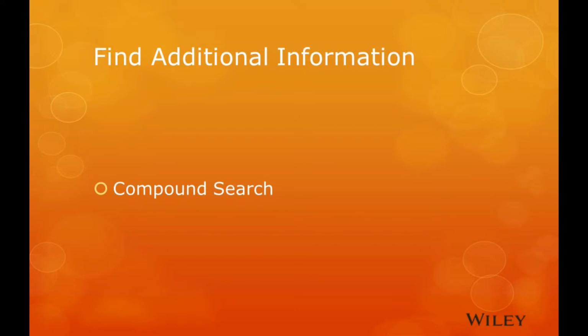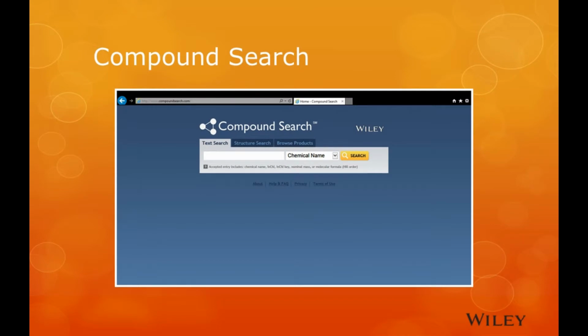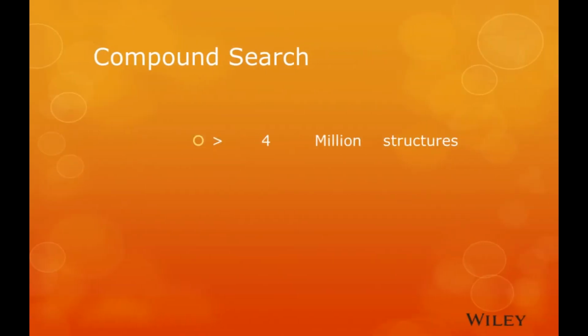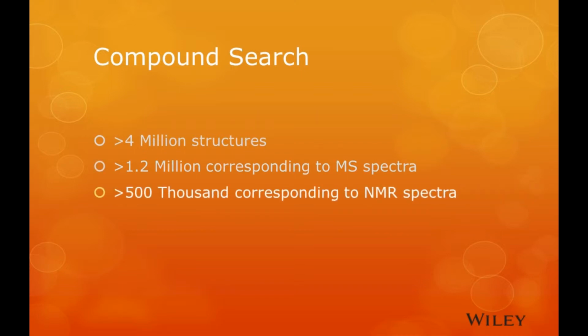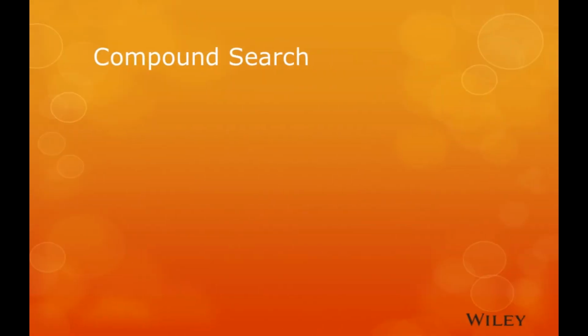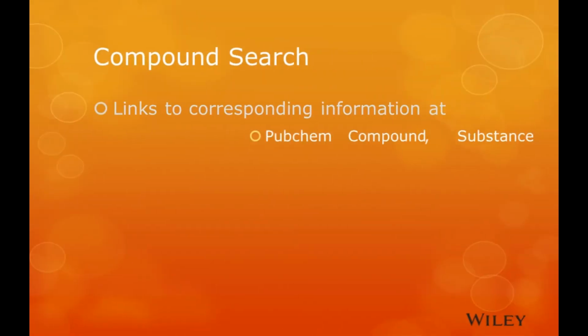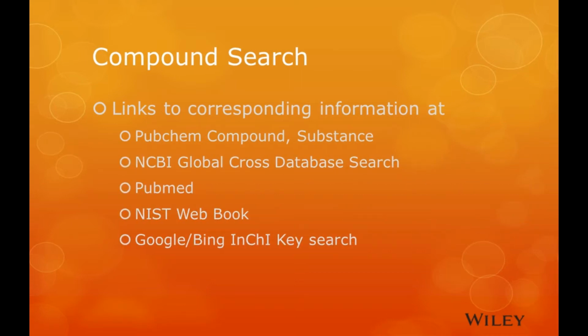For additional information, we provide all the data in Compound Search. Compound Search is available online, it's free, and it provides information corresponding to the spectra in our databases as well as to our chemical synthetic methods. Compound Search also links out to PubChem, Medline, NCBI, Google.